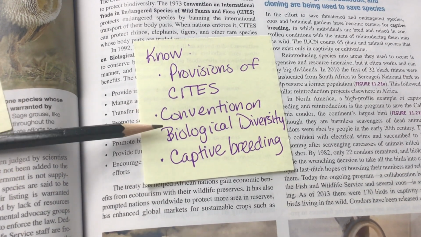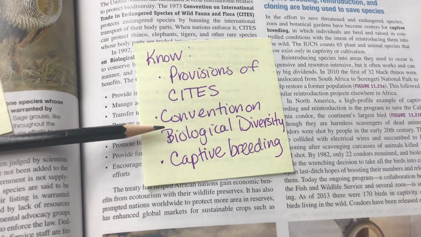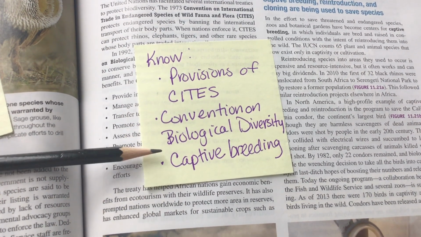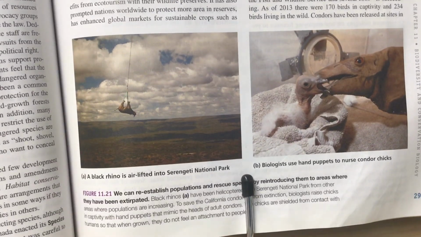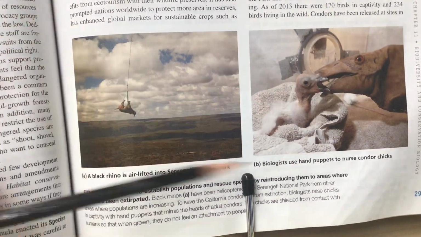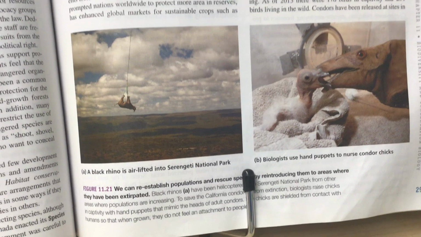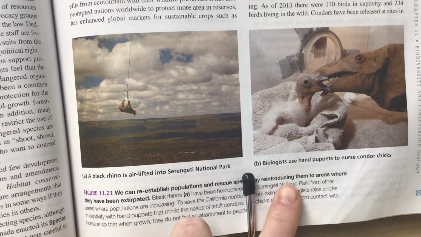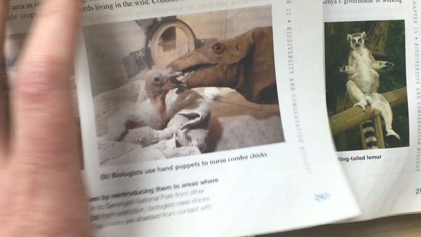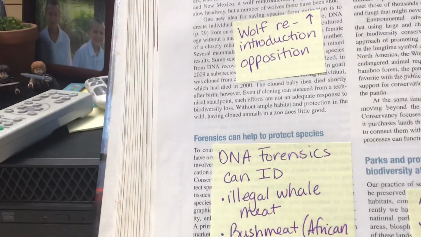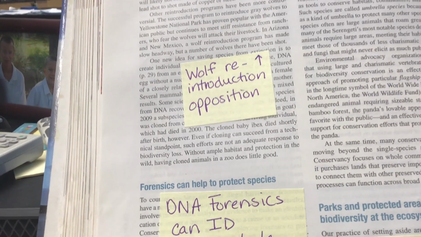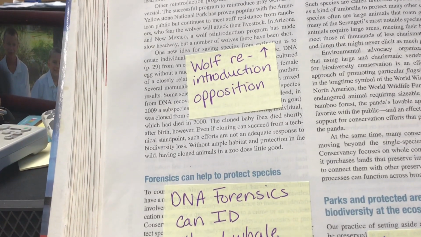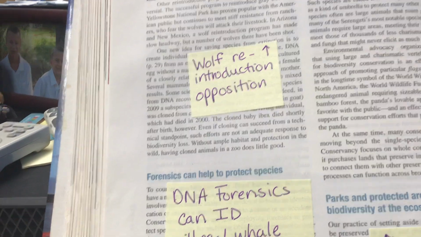Know what the Convention on Biological Diversity does, and know what captive breeding programs are. You can see that here: some captive breeding programs, and then reestablishing the species in the wild, is one solution to help endangered species. On page 298, there's some opposition to wolf reintroduction. We talked about wolf reintroduction in an earlier chapter.